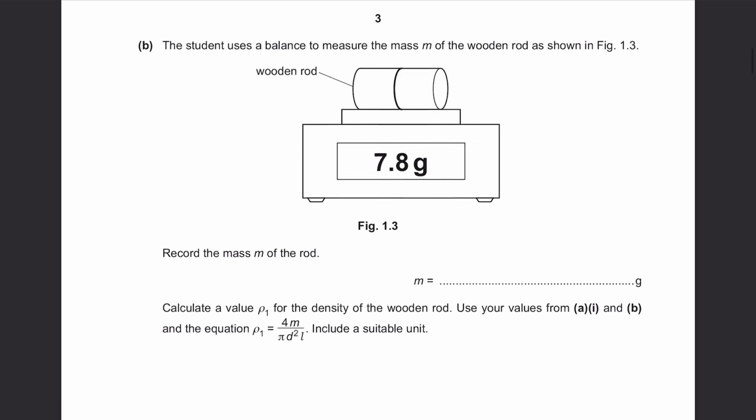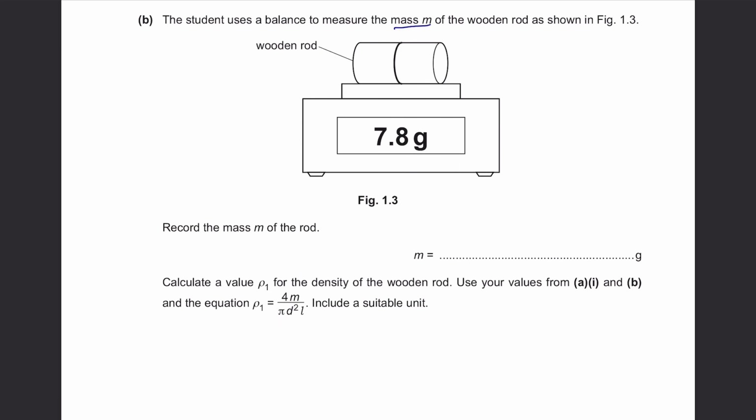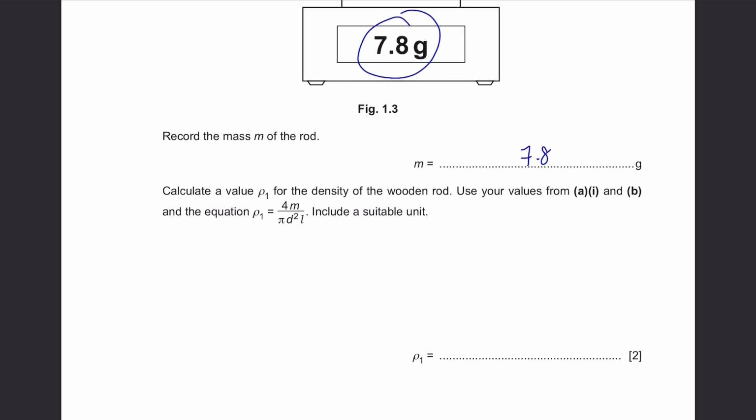Part B. The student uses a balance to measure the mass m of the wooden rod as shown in figure 1.3. Record the mass m of the rod, it's just given here, 7.8 grams. Calculate the value rho 1 for the density of the wooden rod. Use your values from part A1 and B and the equation rho 1 equals 4m over pi d squared L. Include a suitable unit.